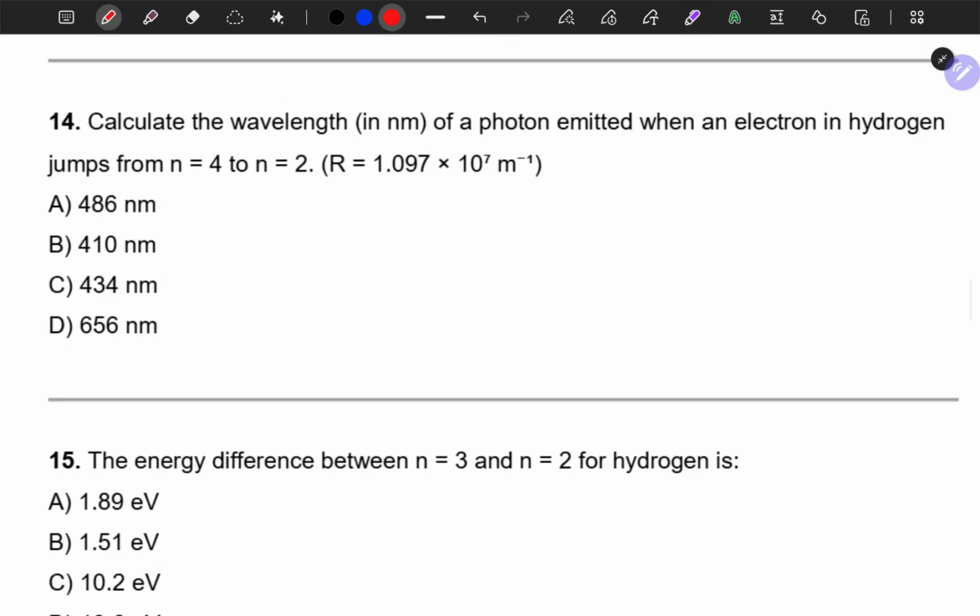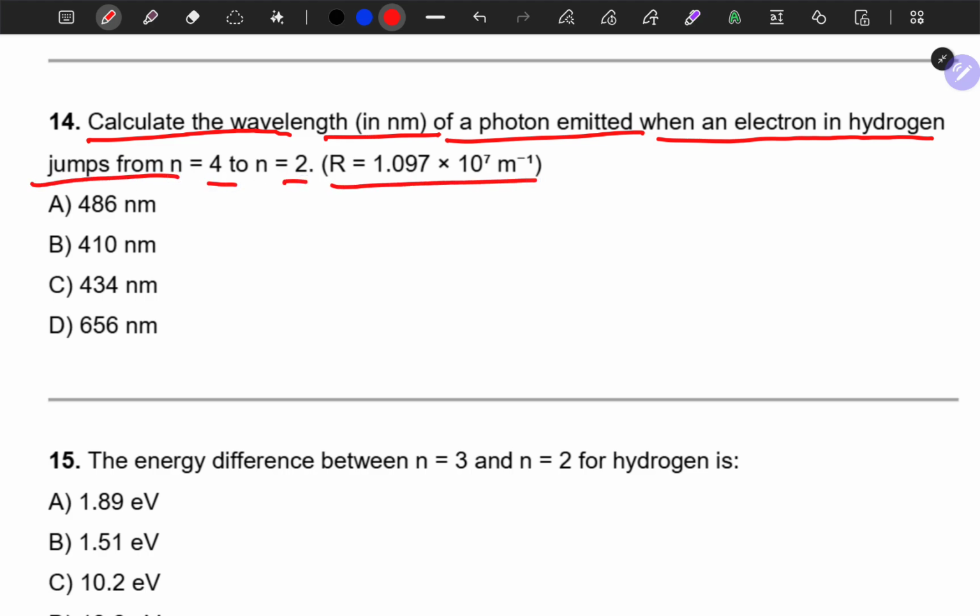Question number 14 is, calculate the wavelength in nanometer of a photon emitted when an electron in hydrogen jumps from 4 to 2. R is this value, so it can be easily calculated again with the same equation as I mentioned in the previous MCQ, and the correct option will be here as 434 nanometer. Sometimes the options may be given very close to each other, so one can go with this rounding of the values.